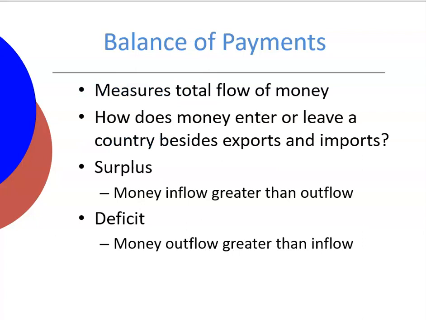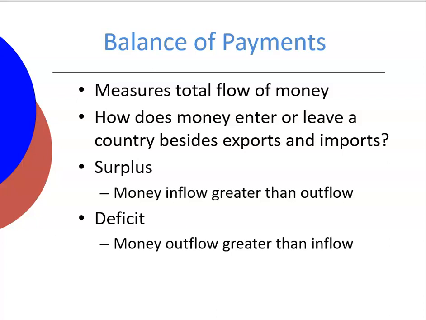Now, there are other ways that money flows out of the country besides trade, and we want to measure all that money going out. How does money go in or out of a country other than imports or exports? Well, think about that. A couple ways. One way is tourism. You go to another country, you buy stuff, you have to pay in that currency. You're taking our money and going somewhere else, or they're coming here, bringing their money here.